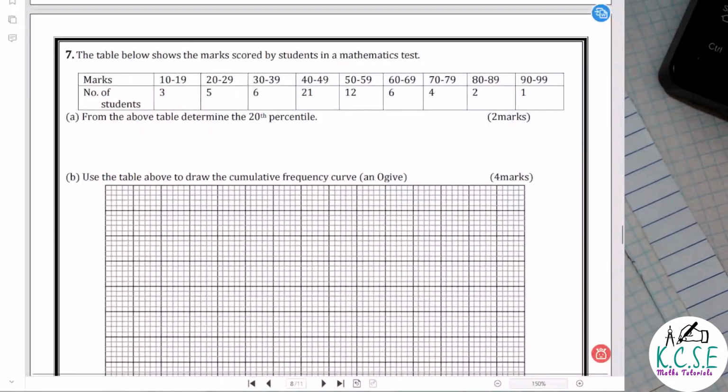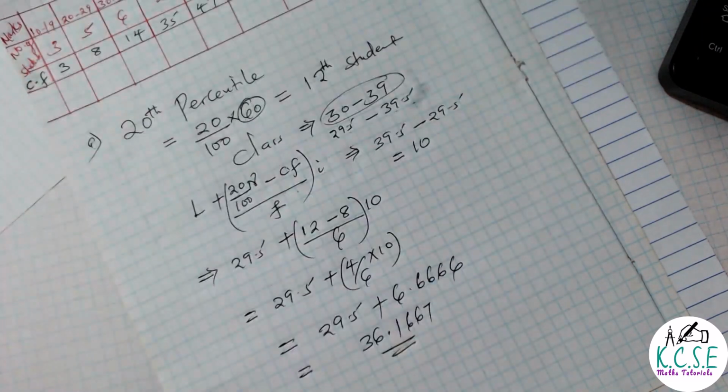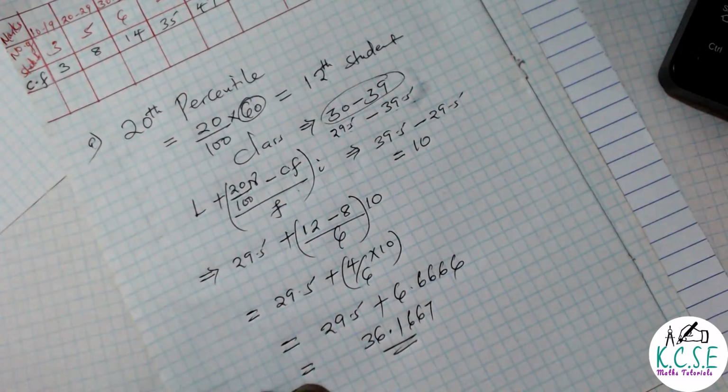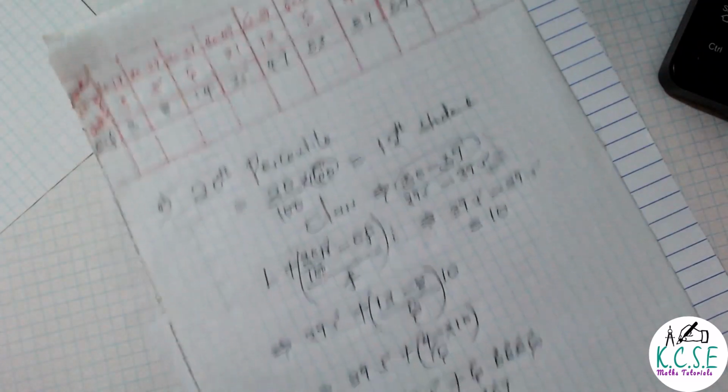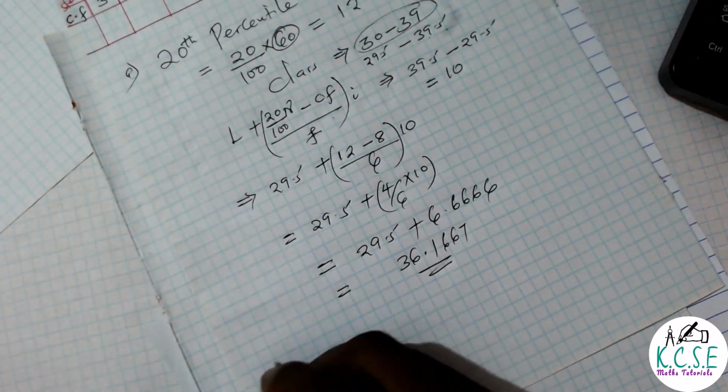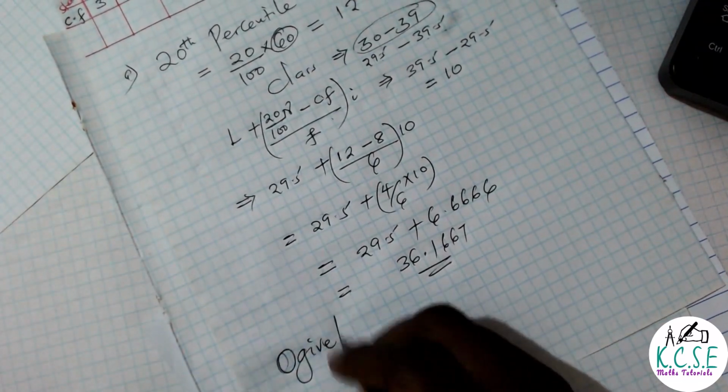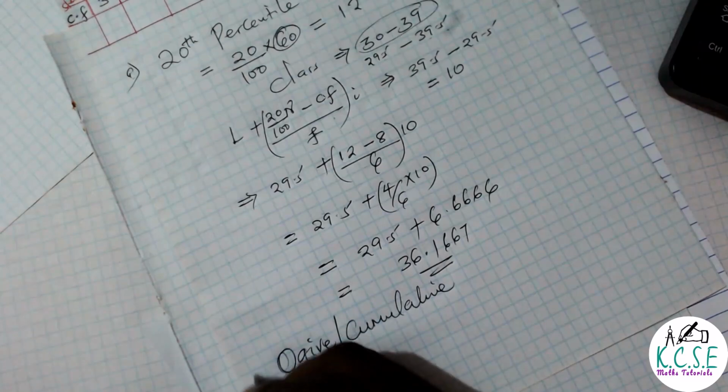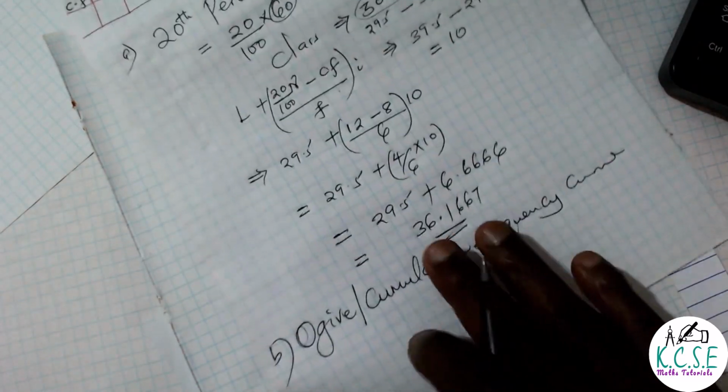We go to the next question. Part B, use the table above to draw the cumulative frequency curve. You're supposed to draw the cumulative frequency curve using this table. So how do we draw the cumulative frequency curve? For an Ogive curve, or what we call the cumulative frequency curve, this is how we draw it.